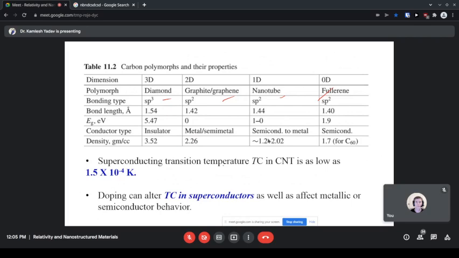Even these fullerenes show superconducting property, with a certain Tc, and by doping, meaning adding atoms inside the hollow cage-like structure or at the surface of that material, we can easily increase or decrease the superconducting critical temperature.